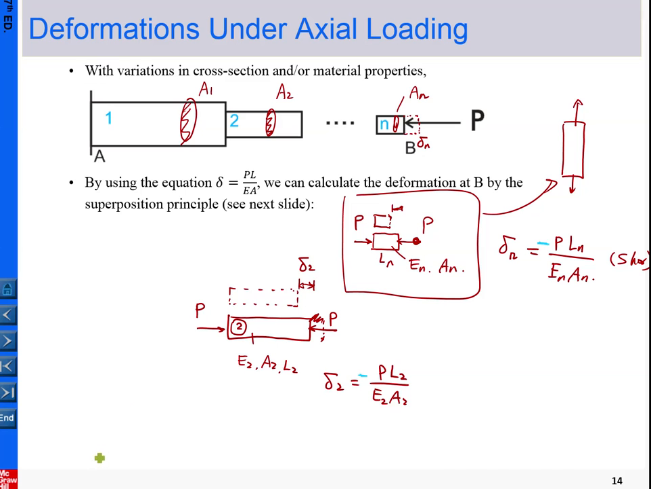Okay, so now if you put everything together, this piece has the corresponding deformation delta 1, and this one has the deformation delta 2, etcetera.